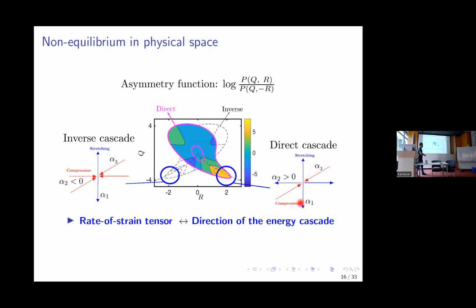Okay, and you find predominantly this type of geometry, whereas when you go to the inverse cascade, you have exactly the opposite. You have two things that are compressing the flow and one that is expanding it. Okay, direction doesn't play a role. Direction, space doesn't play a role in turbulence, right?